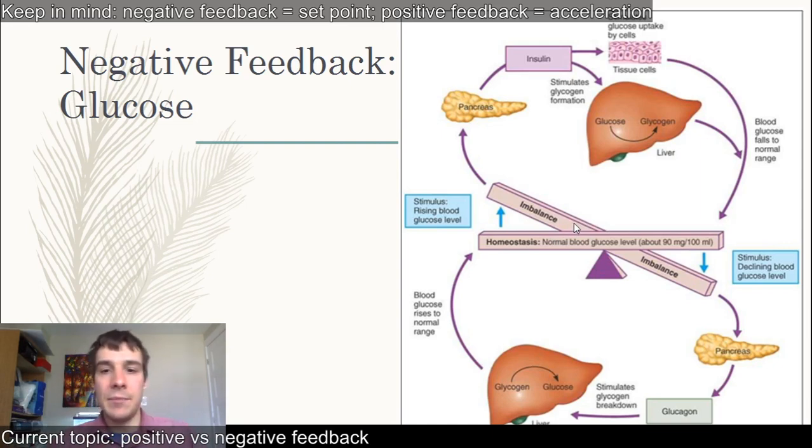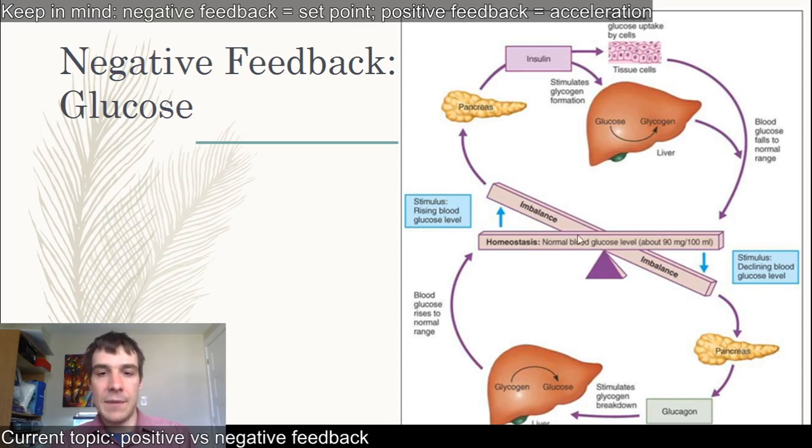So the negative feedback loop is done through the liver and the pancreas. Notice that there's no brain involvement here at all. It's just done automatically by your pancreas and your liver. The pancreas detects the change in blood sugar and releases insulin if there's too much blood sugar, and then the liver will store the glucose as glycogen. So will the cells.